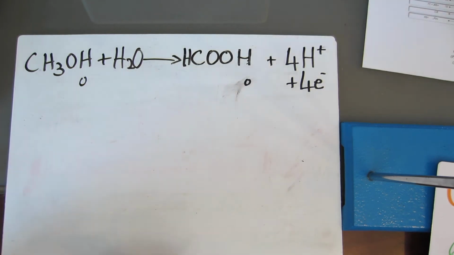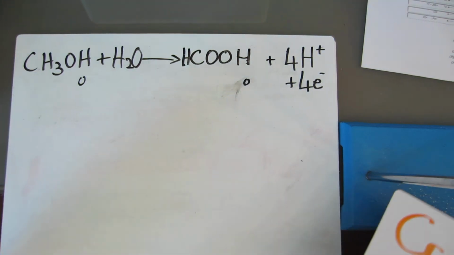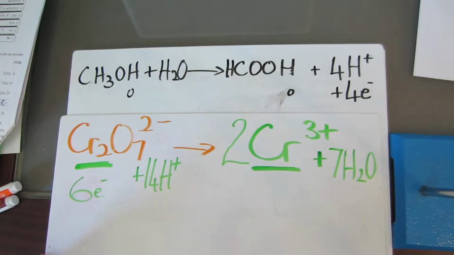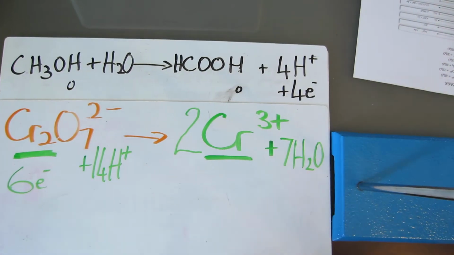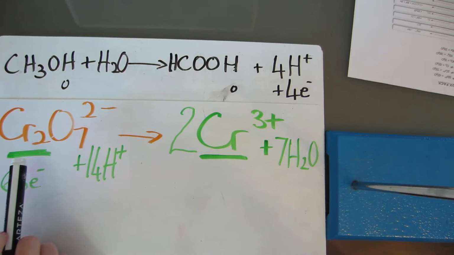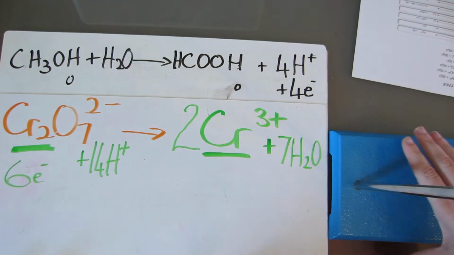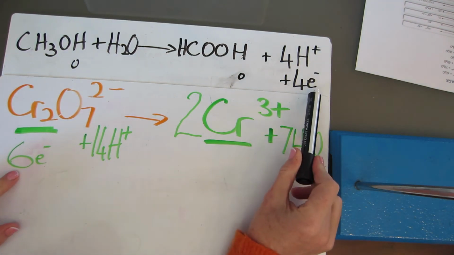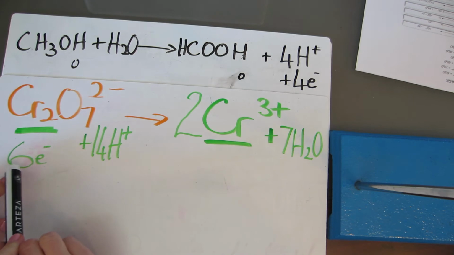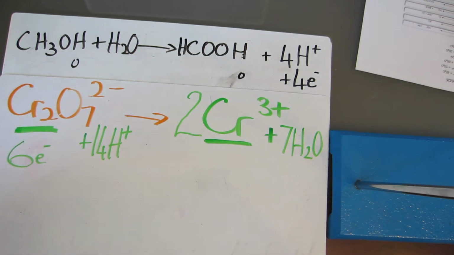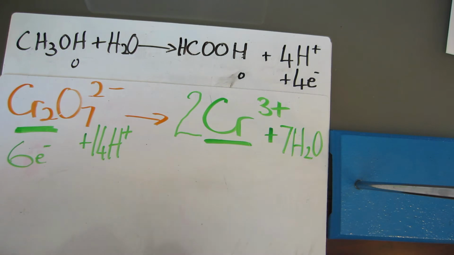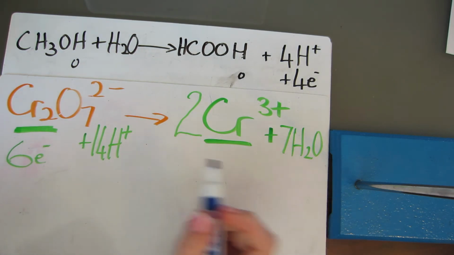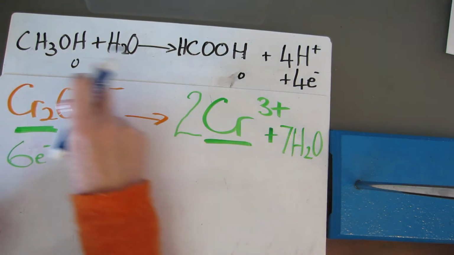But what caused that to be oxidized? What caused it to be oxidized was our dichromate ions. So it gets a little bit more complicated because look at the numbers. 4 electrons lost, 6 electrons gained by the dichromate. So we have to think about what am I going to multiply by. So 6 and 4, what's a common number? 12. So how am I going to get 12 electrons in this half equation?